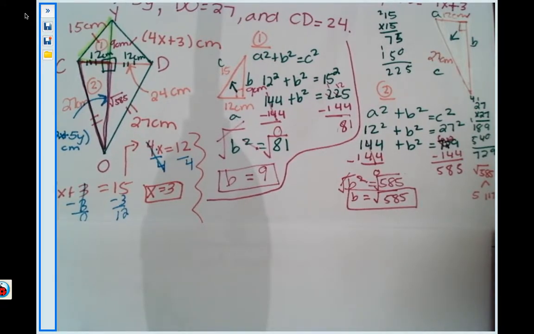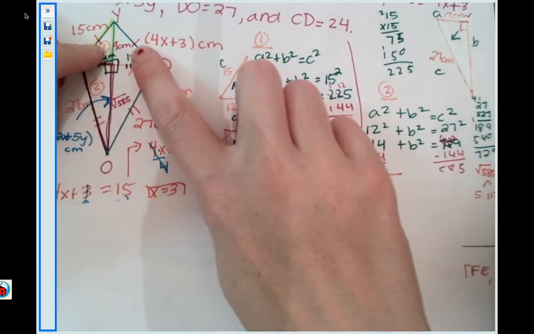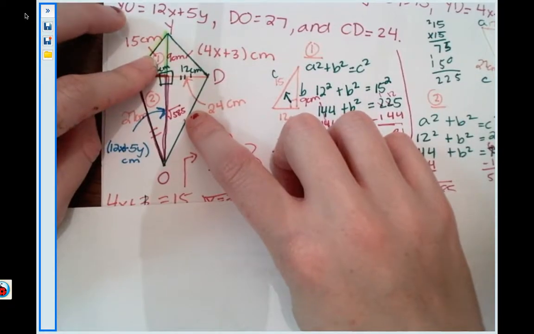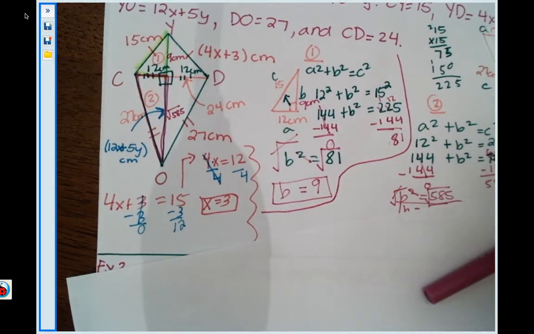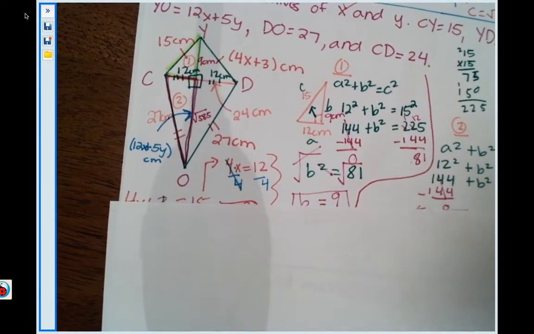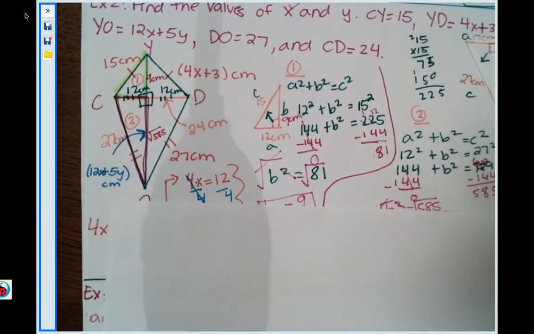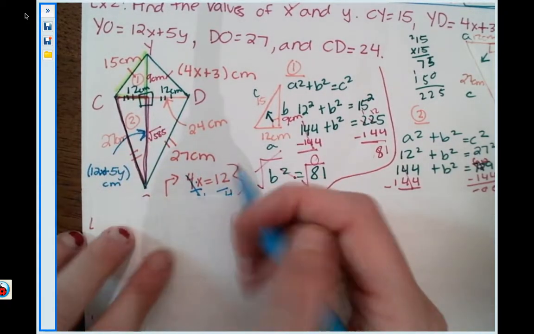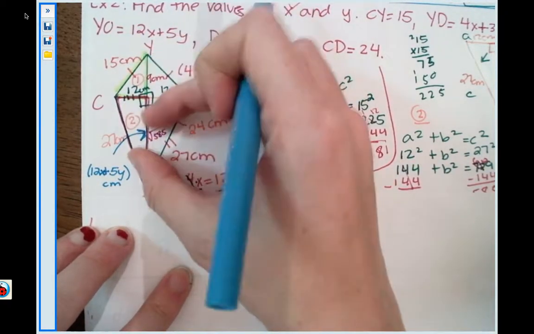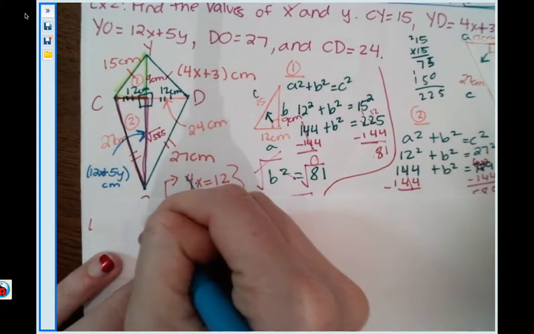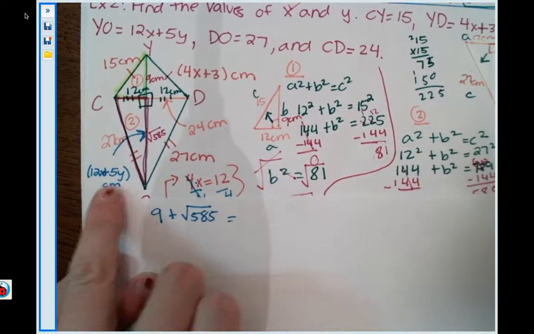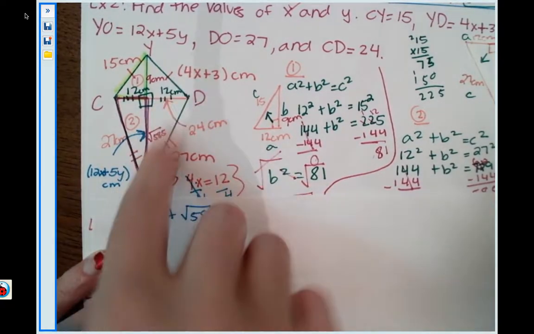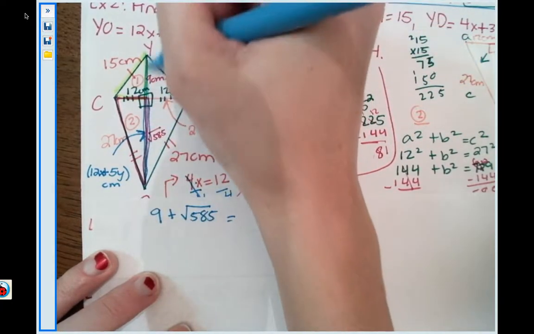I apologize, you guys. Alright, so the length of the entire diagonal: this piece is 9 and this piece is the square root of 585. So the length of the entire diagonal would be if we add them together. And since this is a square root, I can't really add it to the 9, so we're just going to leave them separate. So it's going to be the 9 plus the square root of 585, and that will equal this bad boy right here, because that is the length of the entire diagonal.